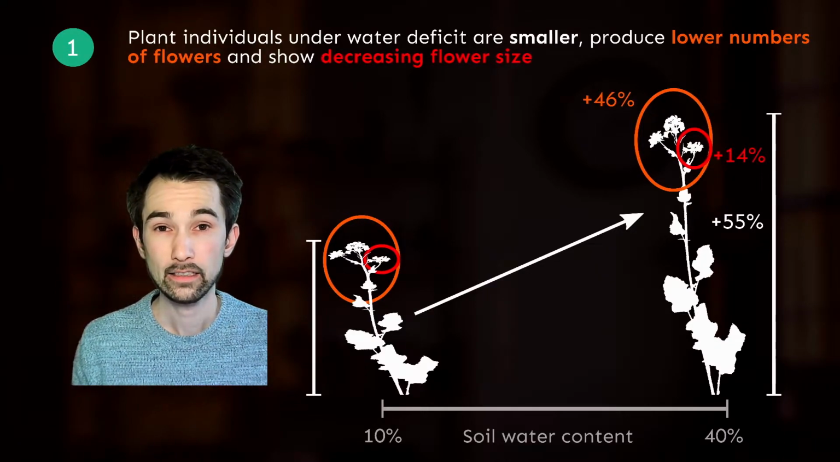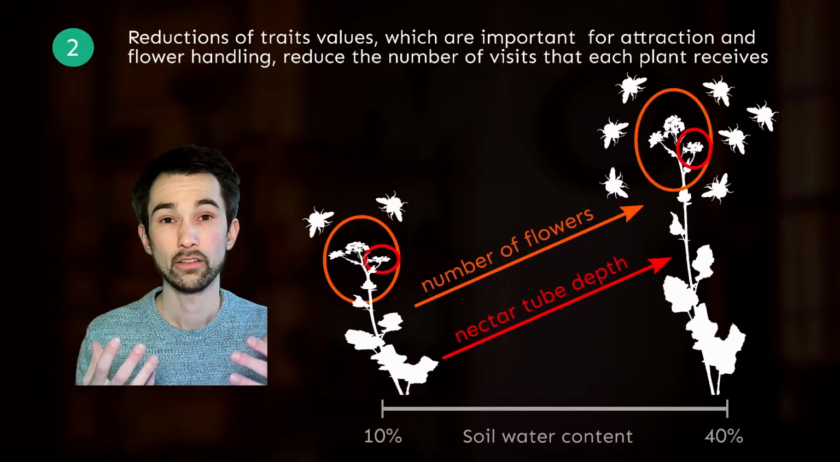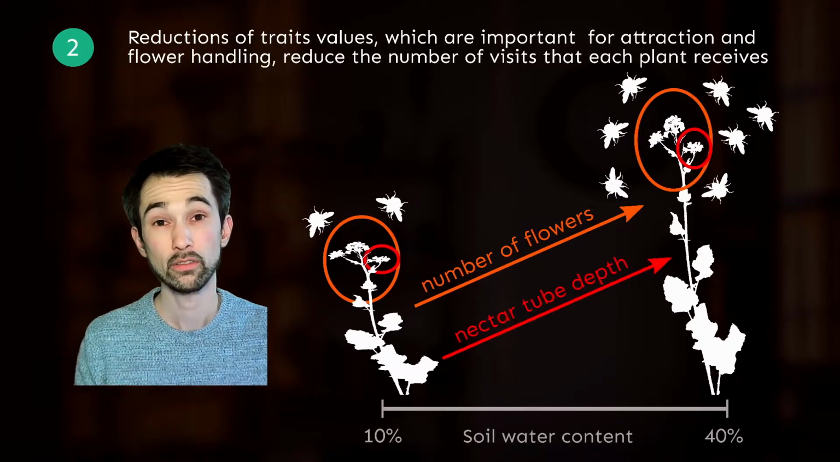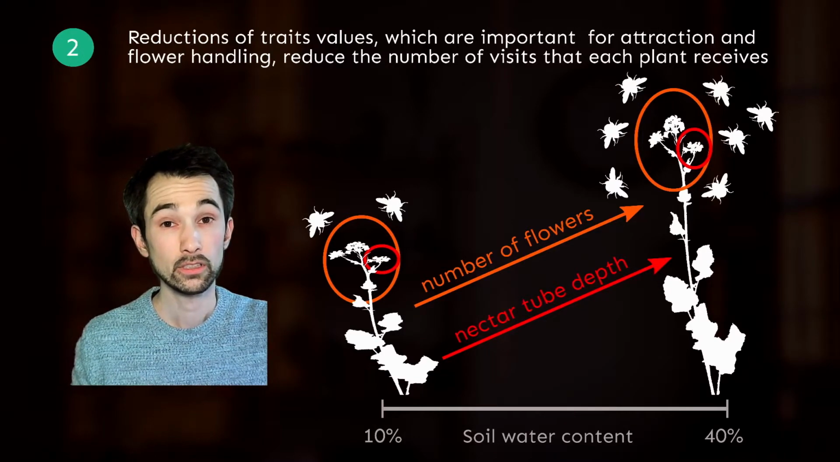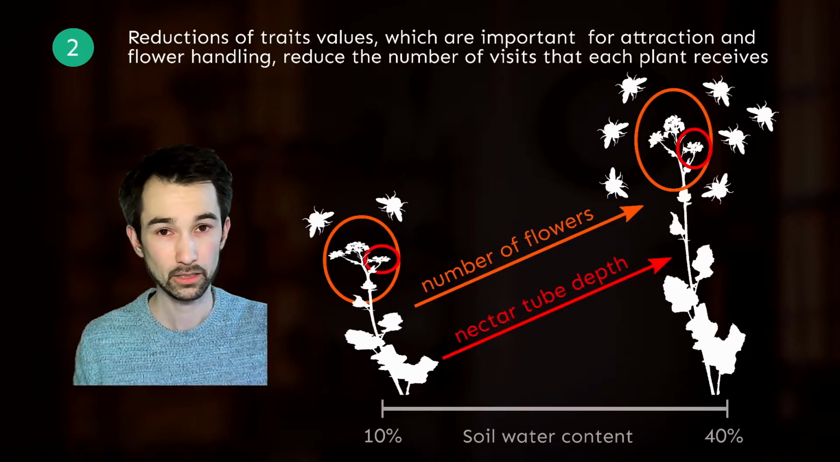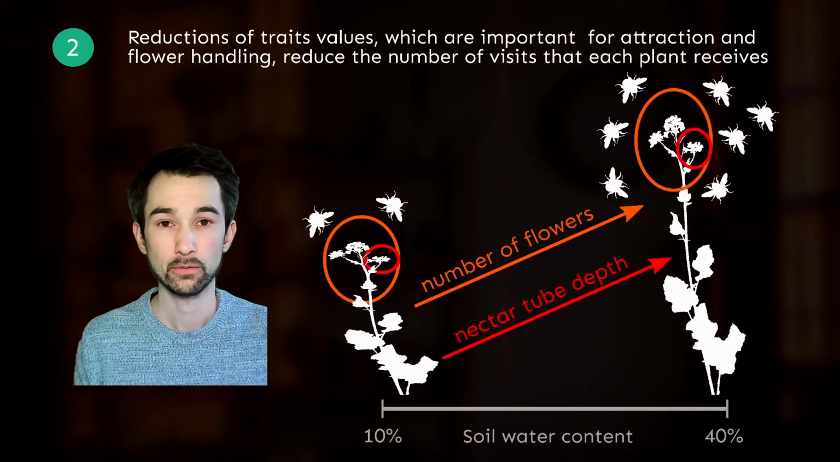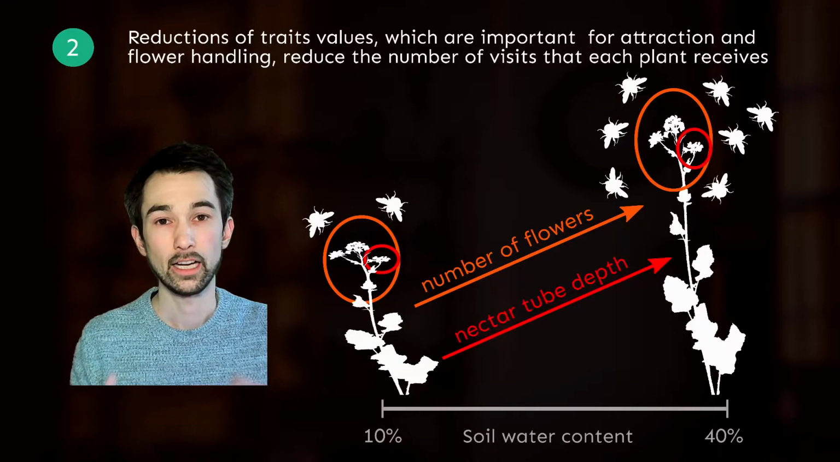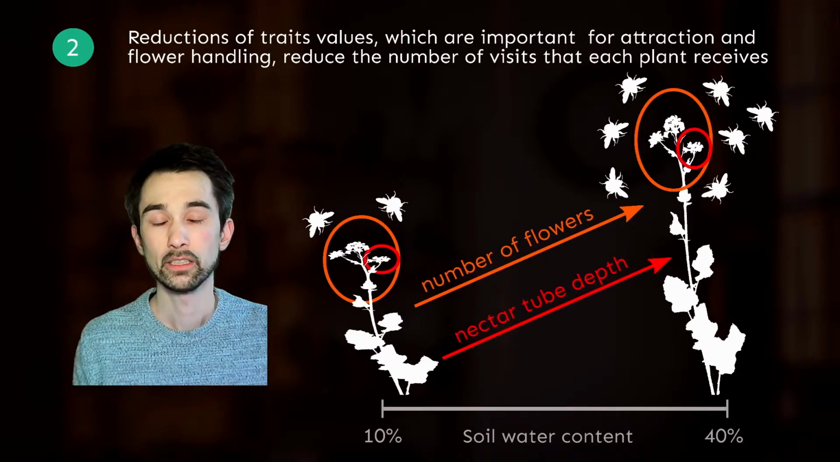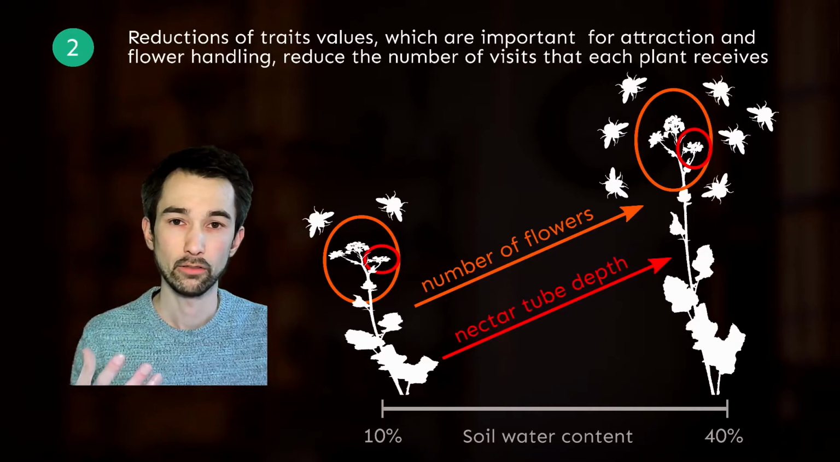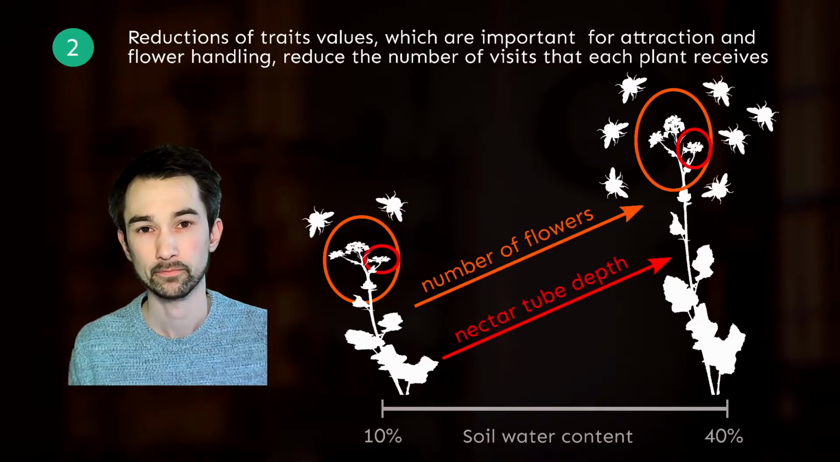Second, we found that two traits were important for bumblebee visitations. With increasing soil water content, the number of flowers increased, as well as the nectar tube depth, and both of these traits were correlated with a higher number of bumblebee visits, which makes sense, because bumblebees often prefer flowers that match their cone lengths.